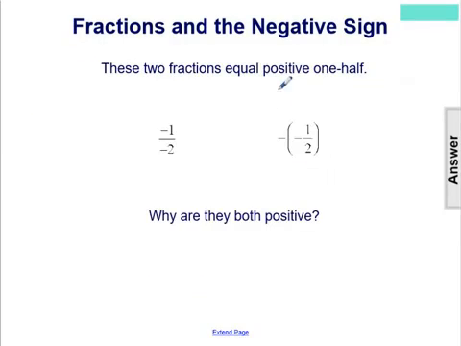These fractions equal positive 1/2. Why are they both positive? Again, we have to think about our shortcuts with division, because the fraction bar signifies division. When dividing a negative by a negative, your answer is positive. So here is a negative divided by a negative. But a negative can also be considered the opposite sign of the original number. So the opposite of negative 1/2 is going to be positive 1/2. They are both, again, positive, giving us positive fractions.